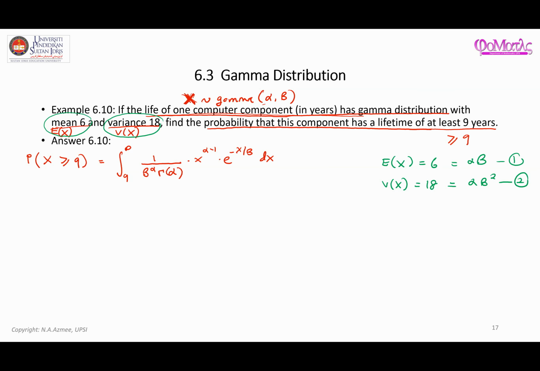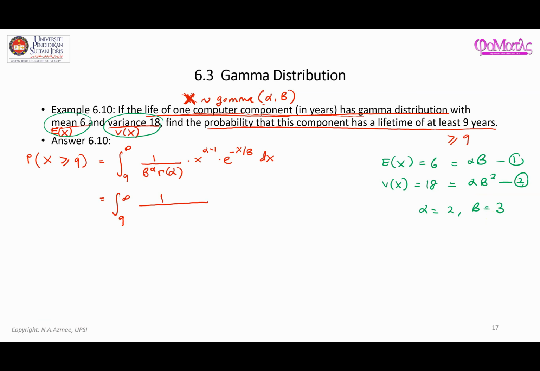When you solve these two equations, you will get that alpha is equal to 2 and beta is equal to 3. You just have to solve these two equations and show that alpha is equal to 2 and beta is equal to 3, and we're going to plug this result into this part right here. Now let's do that. We are going to consider the integral from 9 to infinity.